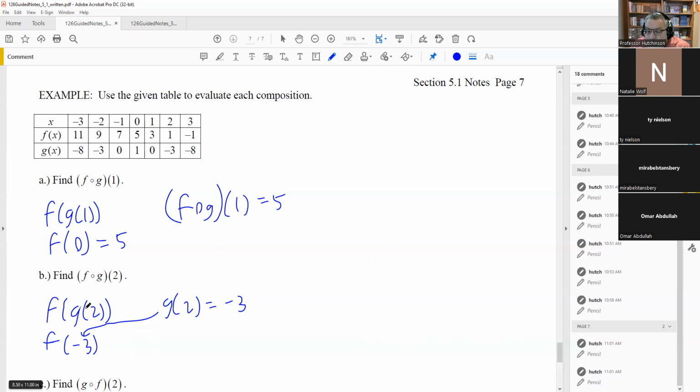So we're going to find f of g of 2. We found g of 2 first from the table. g of 2 is -3. Now the problem becomes f of -3. We go to -3 here, go down to the f column, and we get 11. That would be your answer. f of g of 2 is equal to 11.